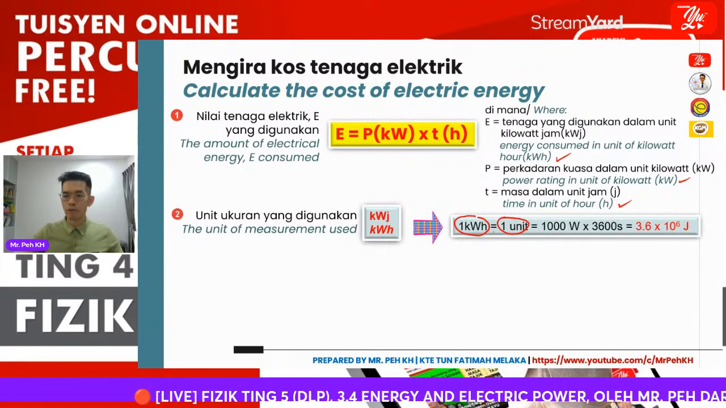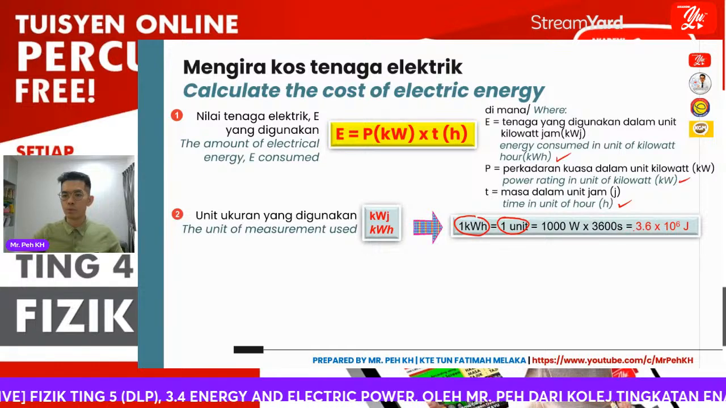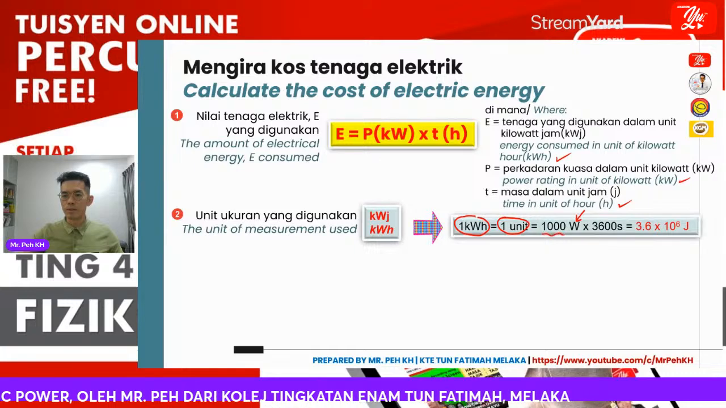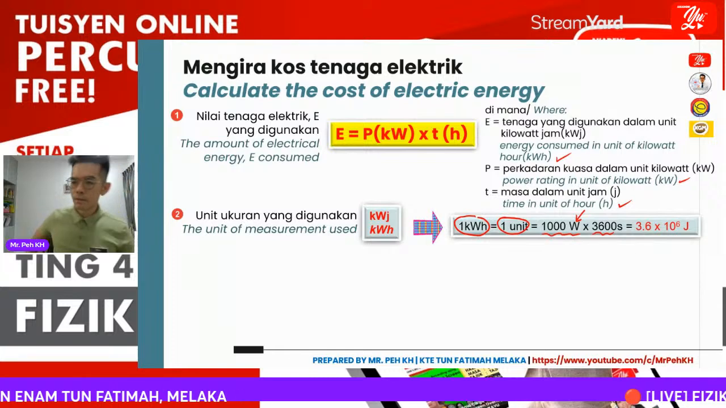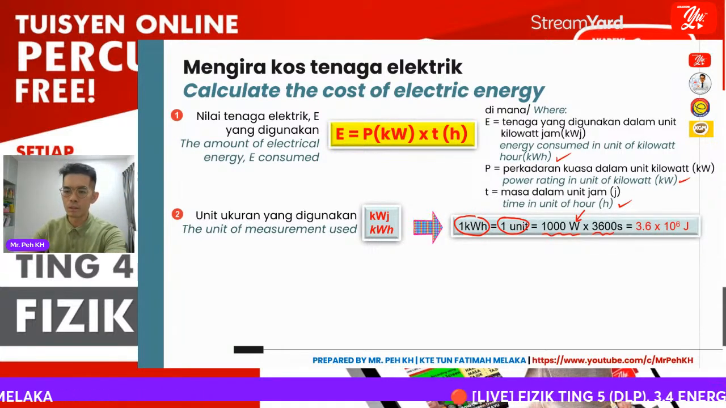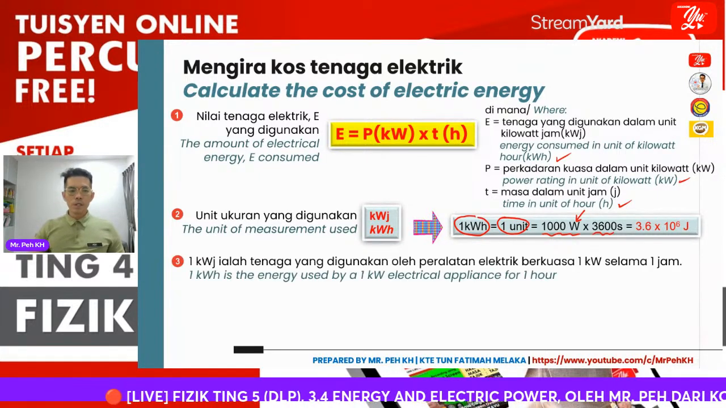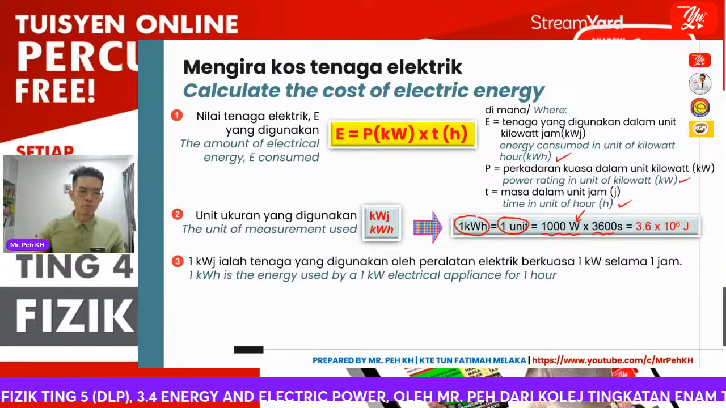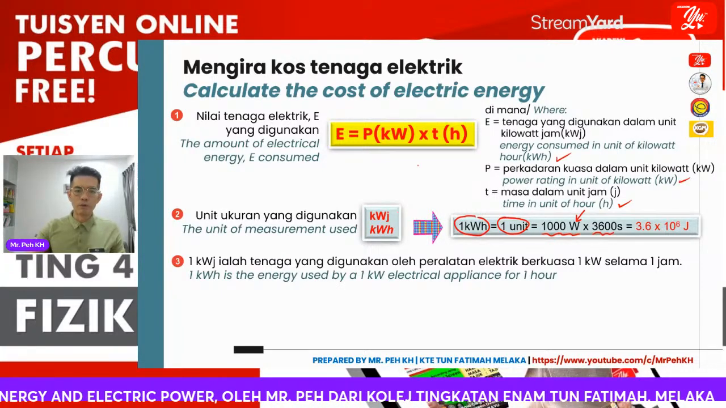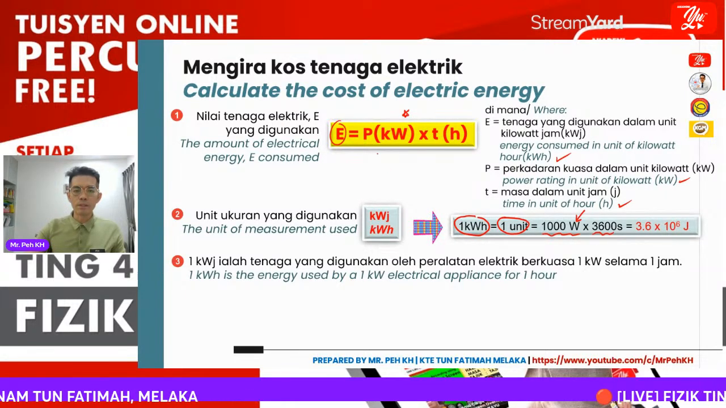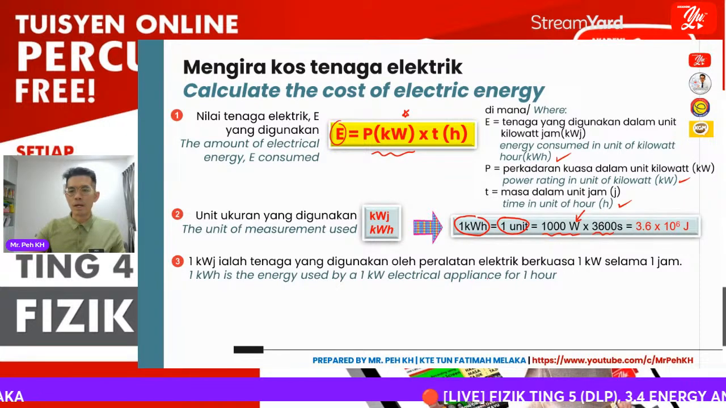Okay, so if we change the 1 kilowatt hour to SI unit, the SI unit will be watt. 1 kilowatt will be 1000 watt, and 1 hour will be 3600 seconds. So that means 1 kilowatt hour will be equivalent to 3.6 times 10 power 6 joule. So here is the definition for 1 kilowatt hour. From the formula, we are very clear that 1 kilowatt hour is the energy used by a 1 kilowatt electrical appliance for 1 hour.